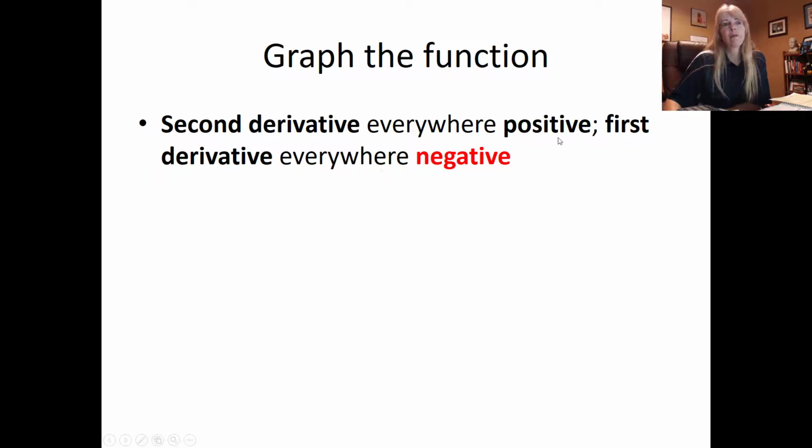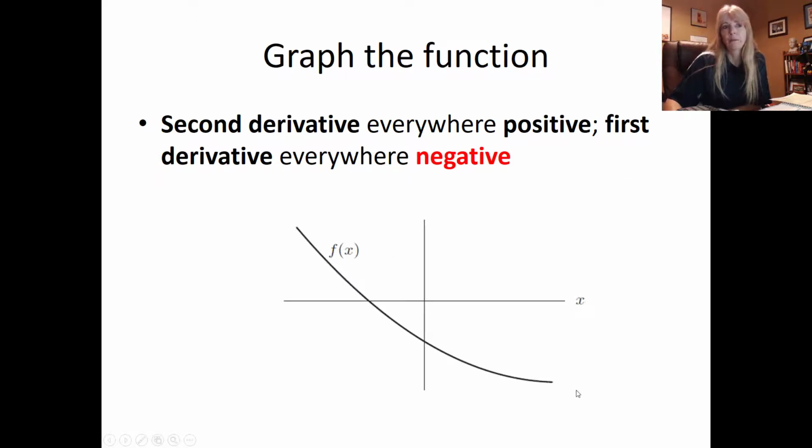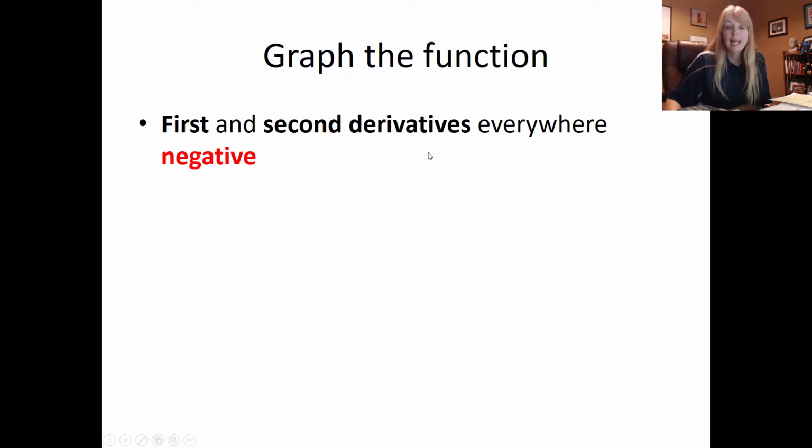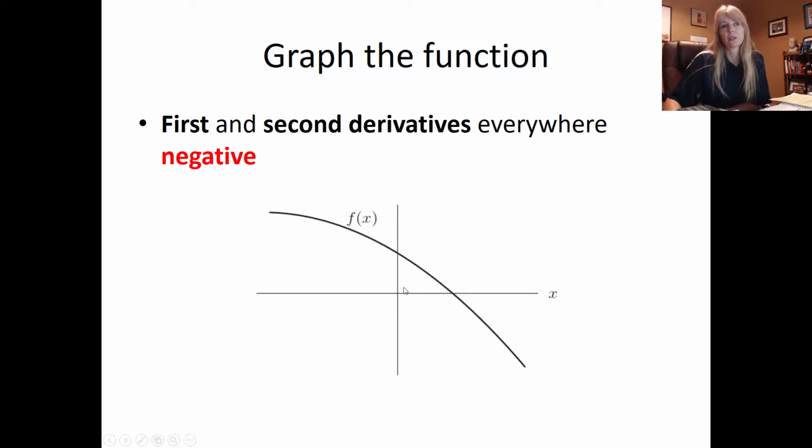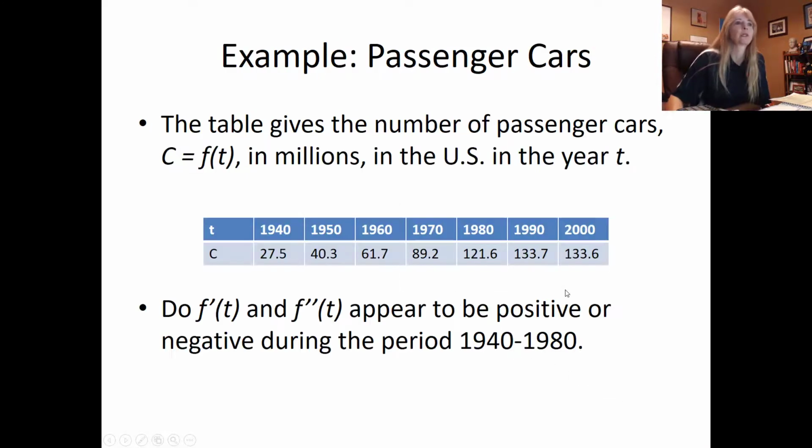The second derivative everywhere is positive, so happy, concave up. But now the first derivative is negative, so it's decreasing. First and second derivative everywhere is negative. So the first derivative negative, decreasing. Second derivative negative, concave down, would look like this. So that's how you would sketch those graphs.